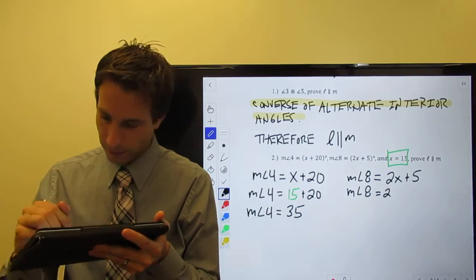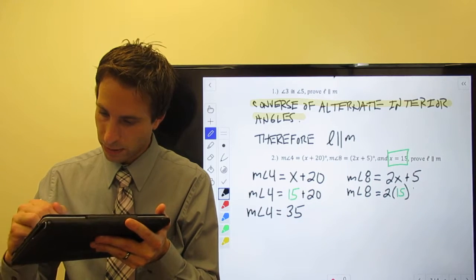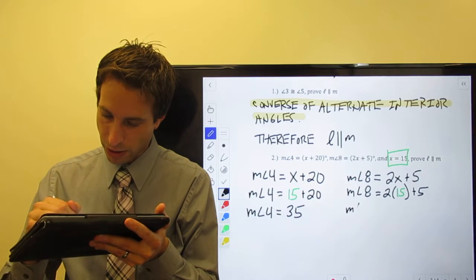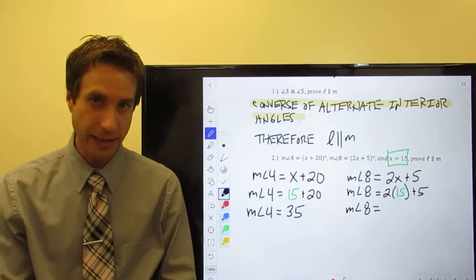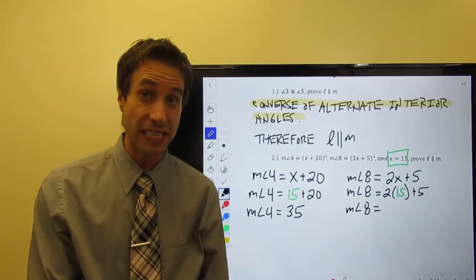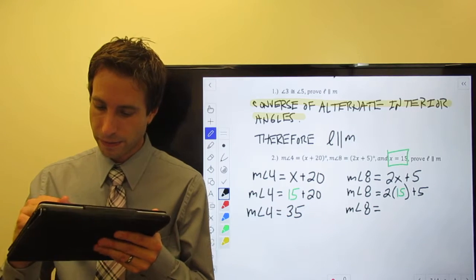2 times 15 plus 5. Measure of angle 8. Guys, plug and chug. Don't fat finger something on your calculator, but I think you can probably do this in your head. 2 times 15 is 30. 30 plus 5 is 35.